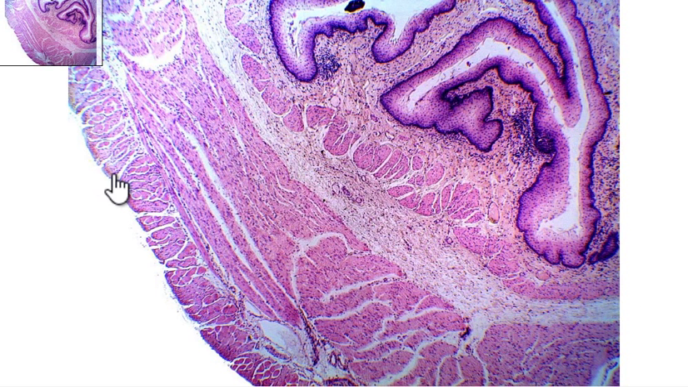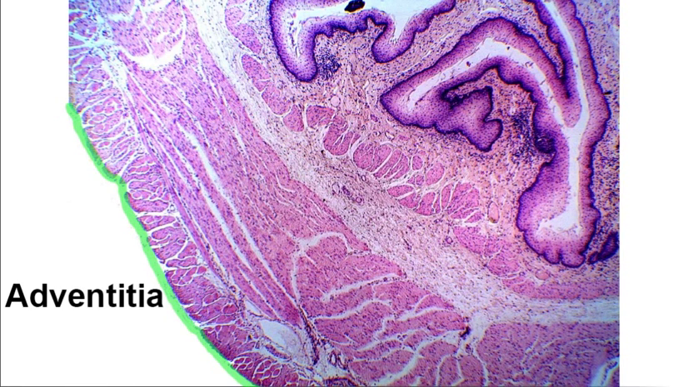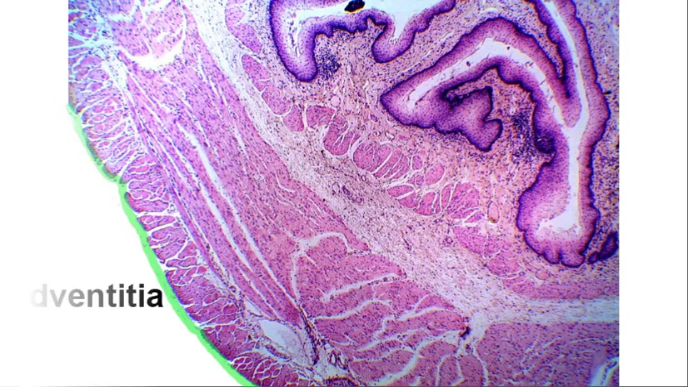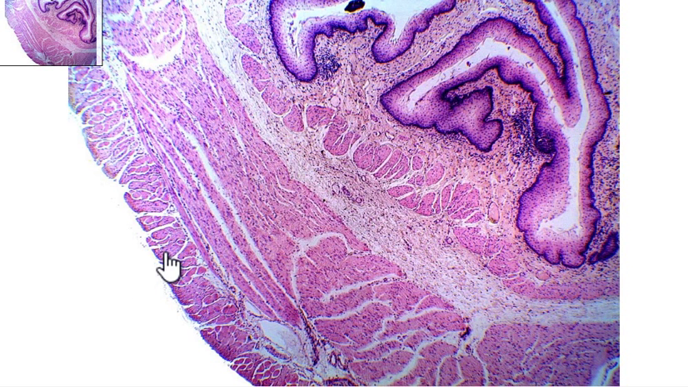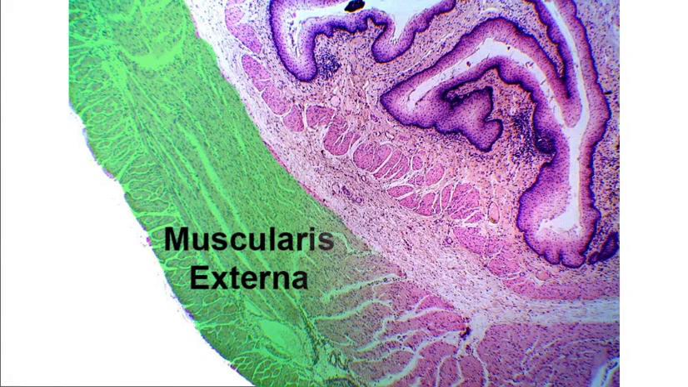This very, very thin line right out here, that would be the adventitia. It's the most external of the layers. Moving inside from about here to here, you notice it looks like it's 2 different tissues. Well, it's the same tissue, smooth muscle, but these 2 layers together make up your Muscularis Externa.